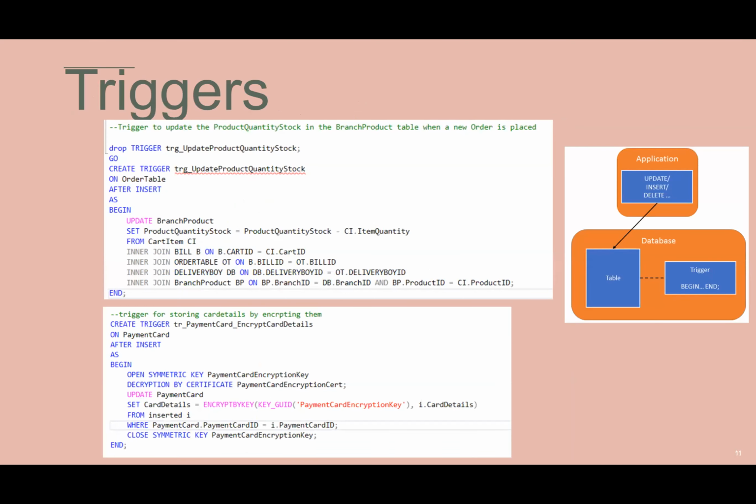So we have implemented two triggers. One trigger is to update the product stock quantity. Whenever a customer places an order, we check the products present in the order and the item quantity in the order, and we decrease that quantity from the branch product. Thereby we can restock it when we are out of it. That's one trigger. The second trigger encrypts the payment card details upon insertion.